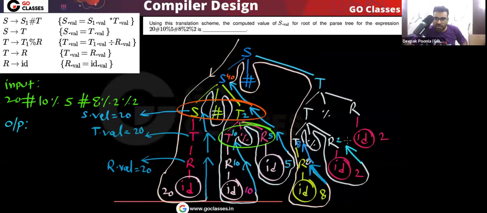Next, you can see that again we got the next reduction. What is the next reduction? The next reduction is t percentage r reducing to t. So the corresponding semantic action you will execute: t dot value will become t1 dot value divided by r dot value. This t dot value will become t1 dot value, that is 8, divided by r dot value, that is 2. So 8 divided by 2 is 4. Remember, this t dot value will become 4. Okay, now keep going.